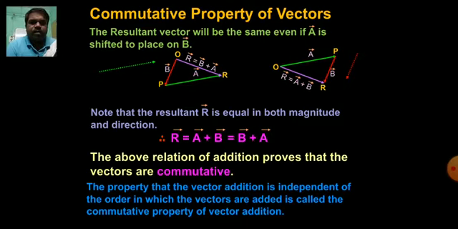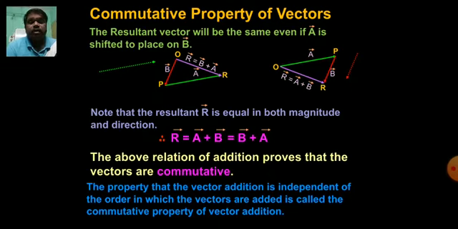This relation, that vector A plus vector B is equal to vector B plus vector A, is said to be a relation of addition that proves that the vectors are commutative. The property that vector addition is independent of the order in which the vectors are added is called the commutative property of vector addition.